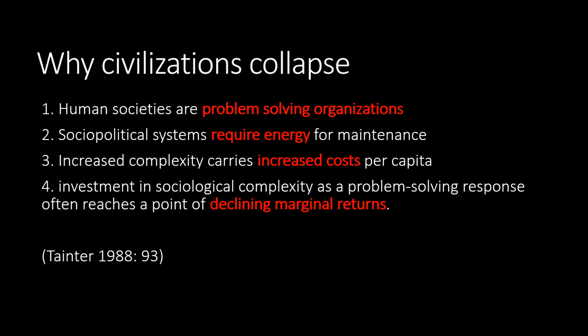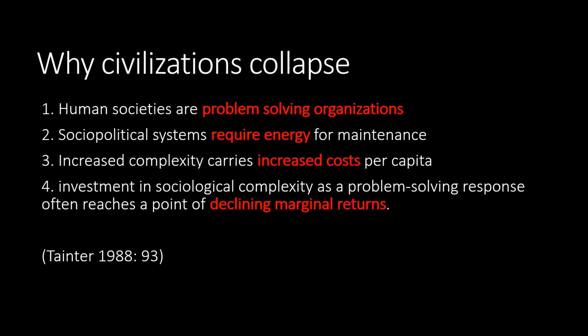Before we get into Chapter 3 in depth, I thought it useful to review these 4 points that Tainter outlines at the beginning of the 4th chapter in Understanding Collapse. Here he says that there are 4 critical points to why civilizations collapse. First, human societies are, if anything else, problem-solving organizations for the members of that society. So a culture evolves to a particular environment and must respond to changes in that environment in order to keep sustaining the individual people that comprise that society.